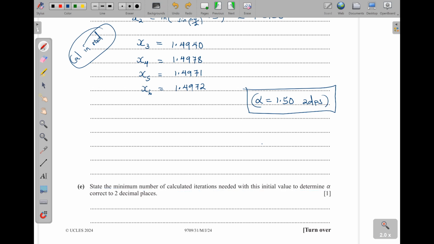The minimum number of iterations is the one that gives you 2 values that are rounding your answer to the 2 decimal places they have given you, or to the required degree of accuracy. 2 values that are rounding to that. The third one is the one that confirms. So the minimum number of iterations is 4 for this case.